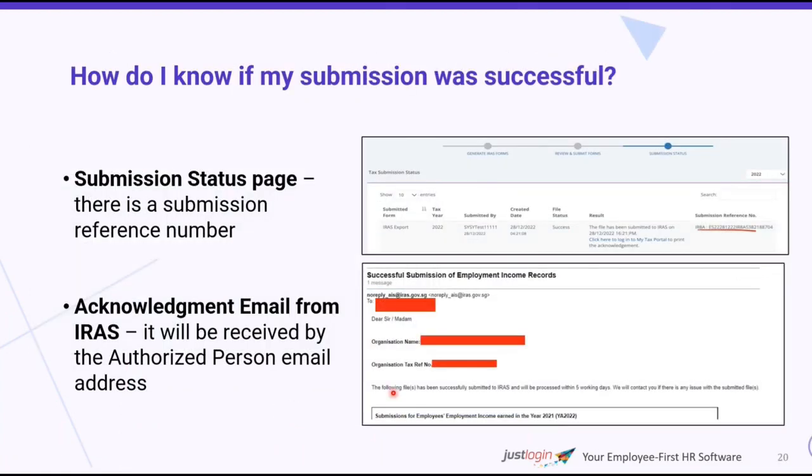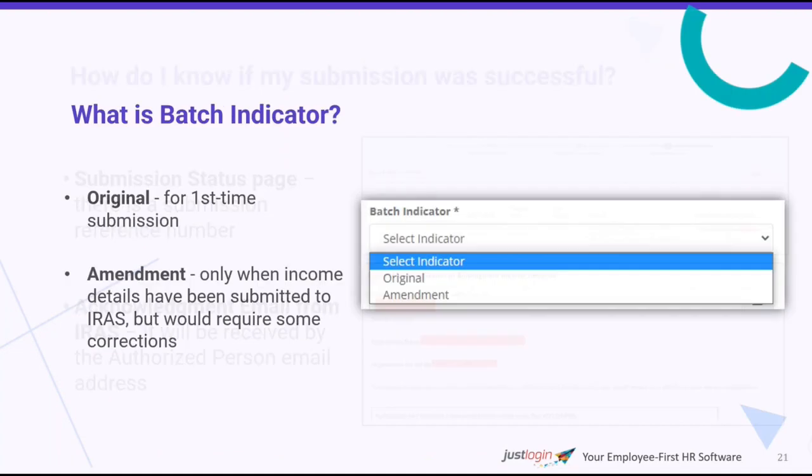How do you know if your submission was successful? On the submission status page, there will be a submission reference number. So you would know that if there's a reference number, it was successful. You will also receive an acknowledgement email from IRAS. It will be received by the authorized person's email address.